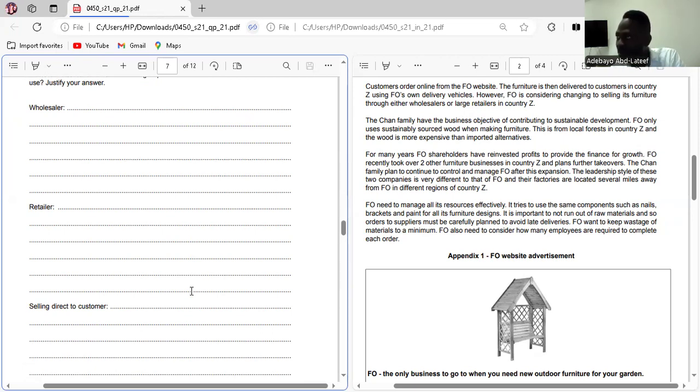There are other problems. Wholesalers will pay a lesser price because they're buying in bulk, which means less revenue and less profit. Clear? Okay, so retailers now.